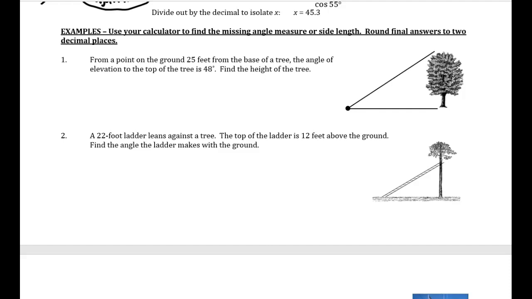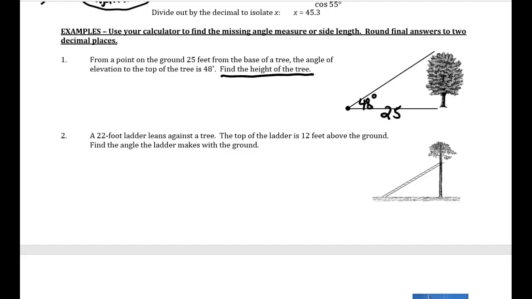All right, so number one, it says from a point on the ground 25 feet away from the base of the tree. So from the base of the tree on the ground. Those keywords tell us this 25 is this length. The angle of elevation at the top of the tree is 48 degrees. Find the height of the tree.